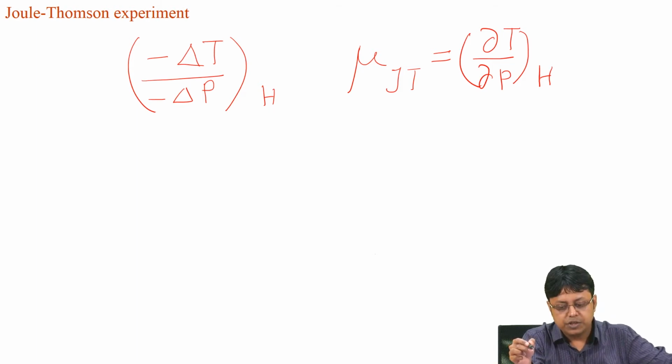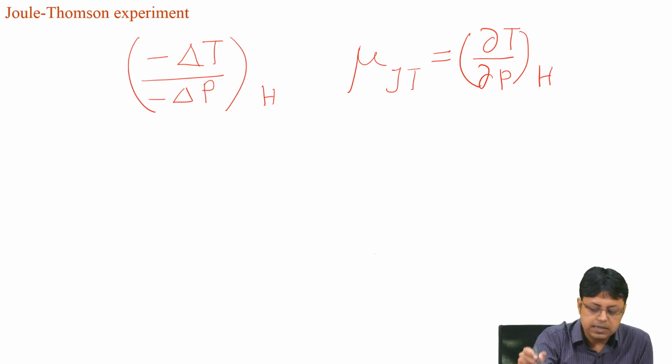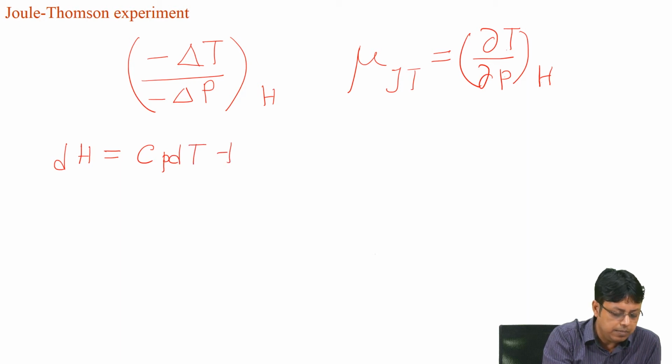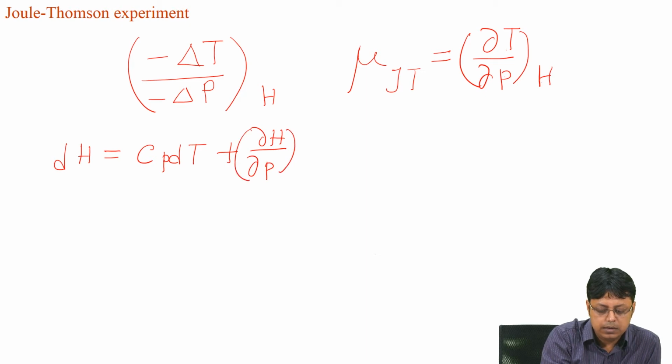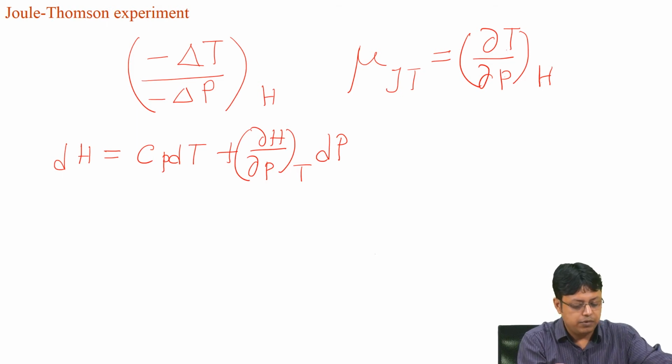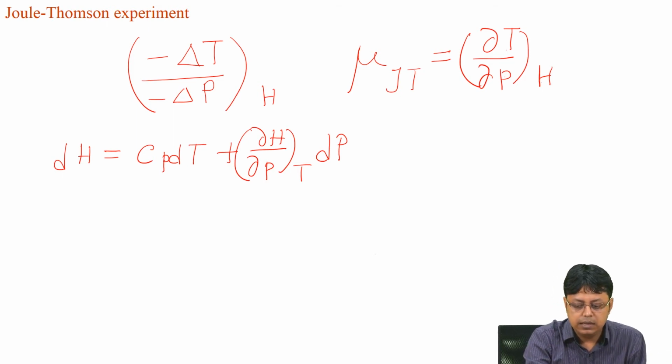Now what will be the expression of del T del P at constant H? Now remember, since it's a partial derivative of temperature with respect to pressure, keeping the enthalpy constant, we can just start with the equation of enthalpy, that dH is Cp dT plus del H del P at constant T dP. Now what we have to show here is this term.